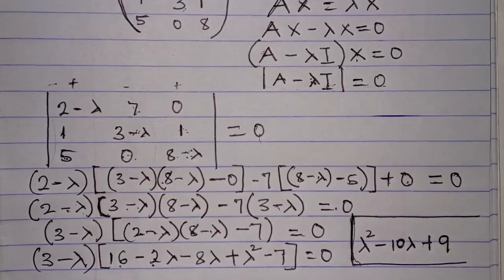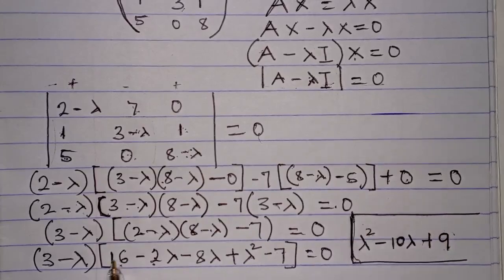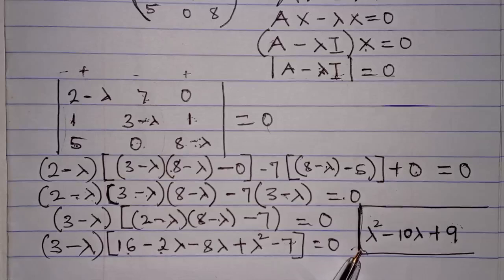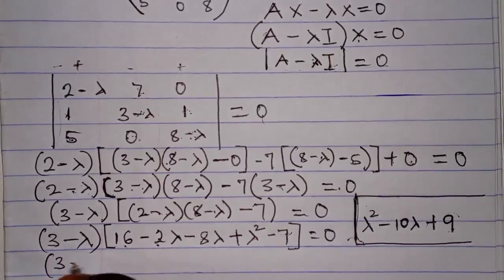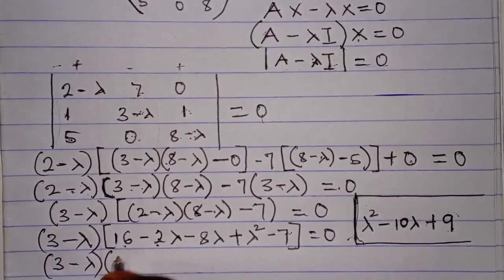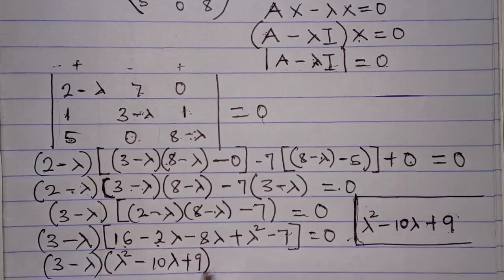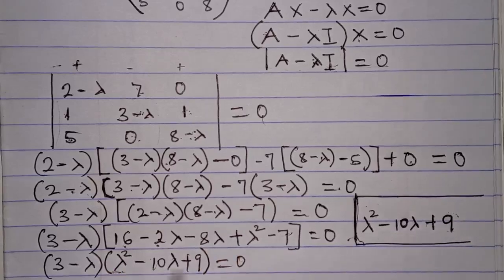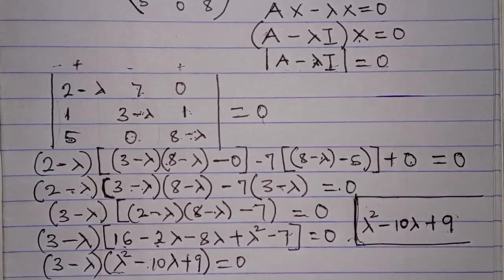Right? This is it. So I can factorize this. Everything here now is what's here. That is 3 minus lambda in brackets, lambda squared minus 10 lambda plus 9 equal to 0. This is a quadratic expression. We factorize it to obtain this.